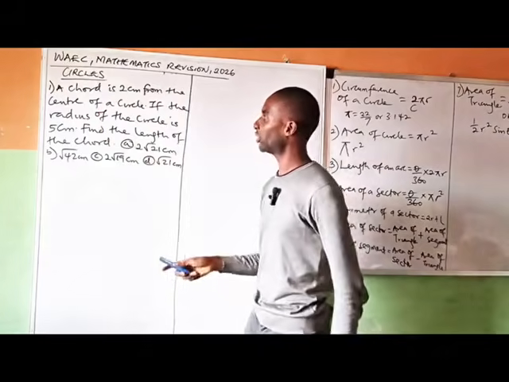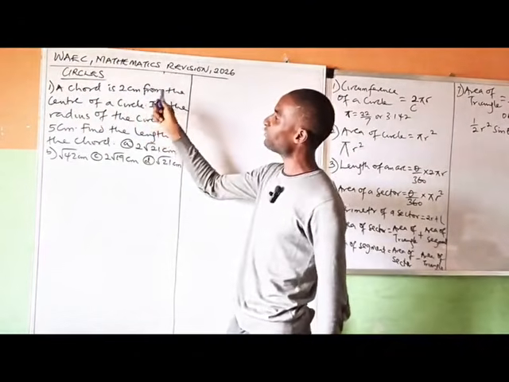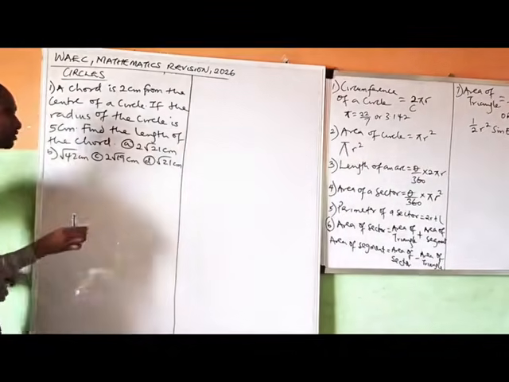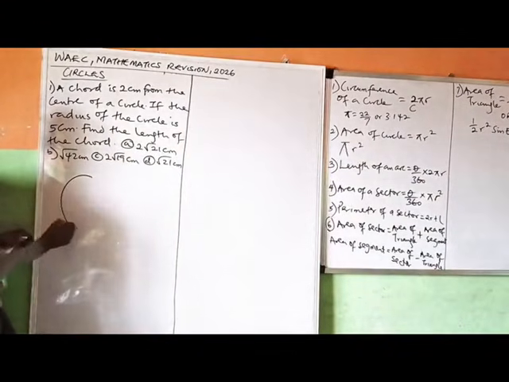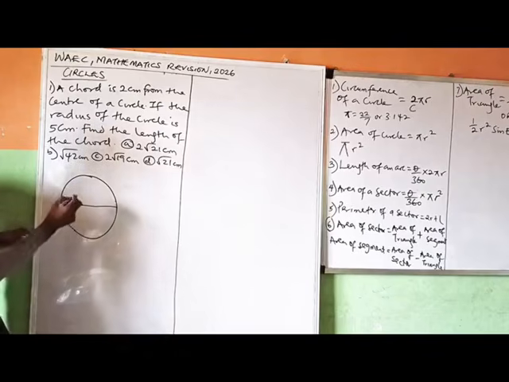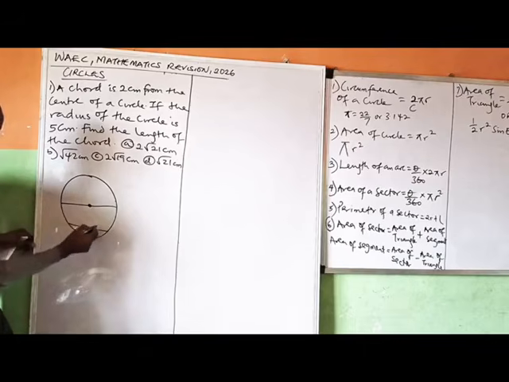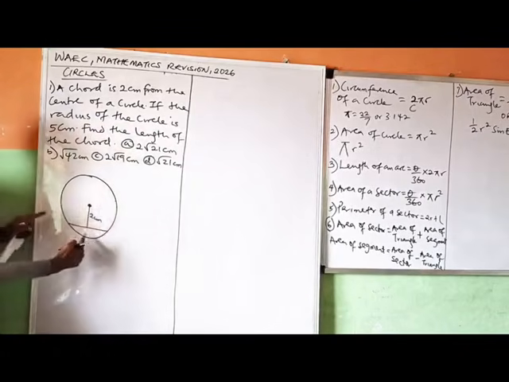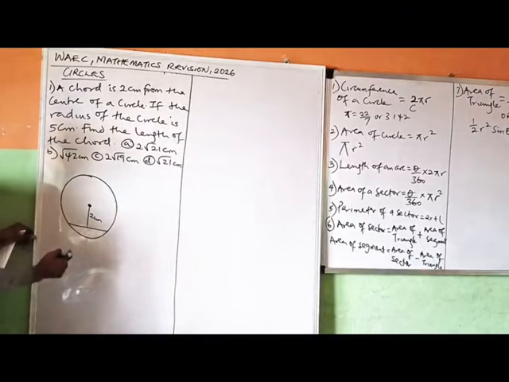Here is a question. A chord is 2 centimeters from the center of a circle. So the first thing you want to do is draw a circle. They said a chord is 2 centimeters from the center of a circle. This is the center of the circle, and this is a chord. It is 2 centimeters from the center.